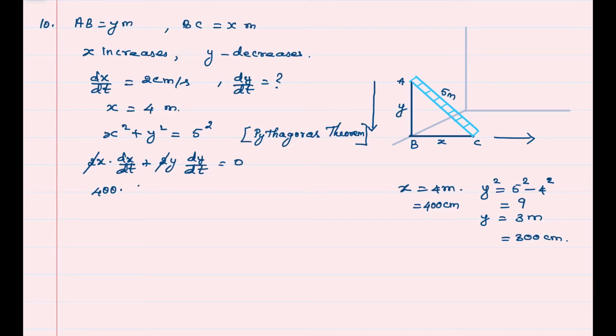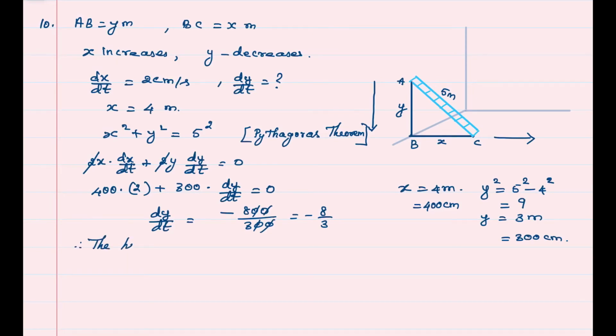400 times 2 plus 300 times dy by dt equals 0. Therefore, dy by dt is minus 800 divided by 300. The answer is minus 8 by 3. Therefore, the height of the ladder on the wall decreases at the rate of 8 by 3 centimeters per second. If it is mentioned decreases, we need not write the negative sign.